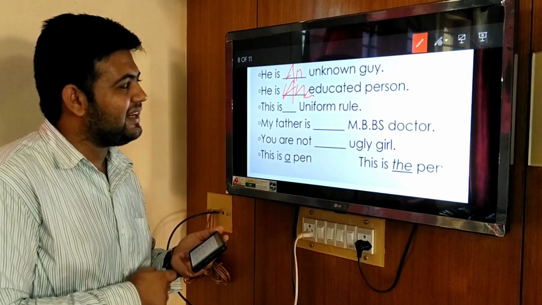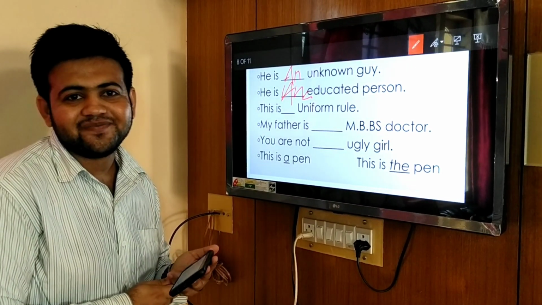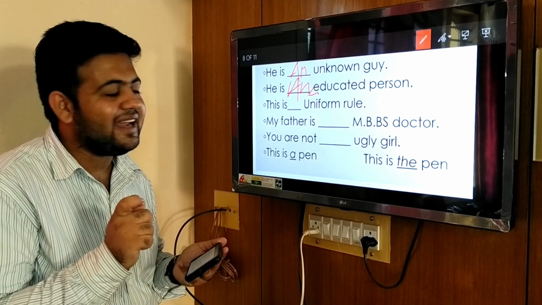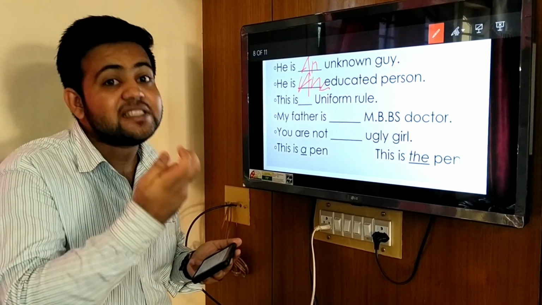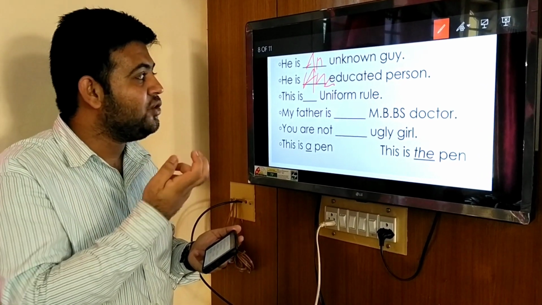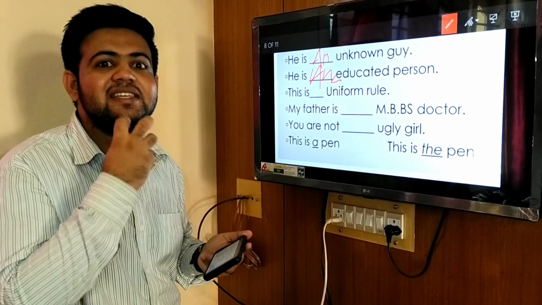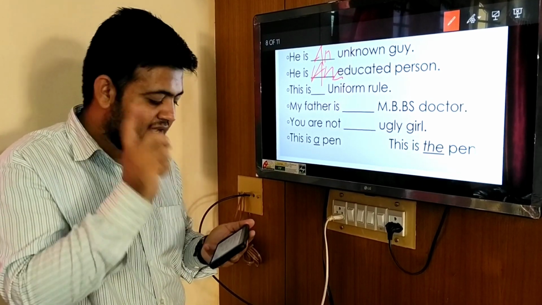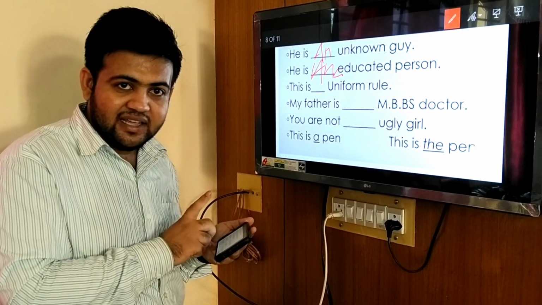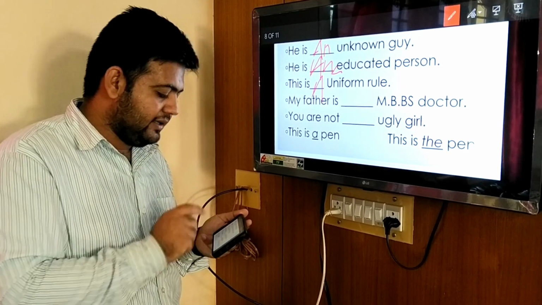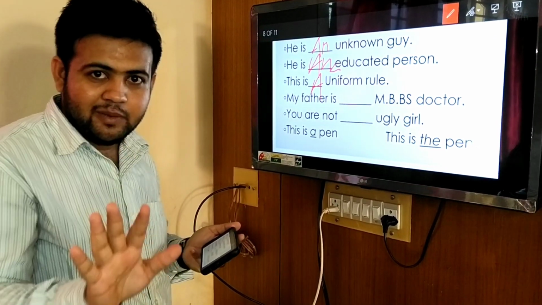Okay, next one: this is uniform rule. So what will we use here, a or an? It is also very tricky, right? You should notice the sound. When we say uniform, we pronounce it starting with a Y sound, right? So that's why we will not use an here. We will use a article. Clear? You are getting my point, right?